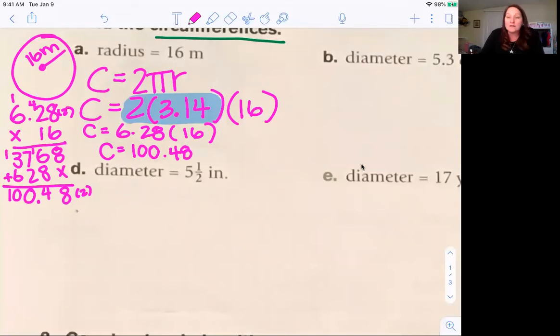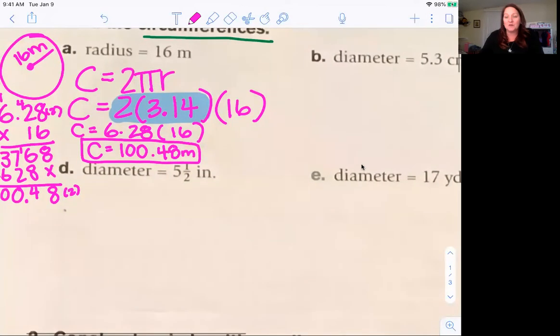100.48 what? What are we dealing with here? We have meters. Good. So circumference equals 100.48 meters. Let's move on to B. If you're confused, don't erase it. Rewind and come back and we'll go over it.